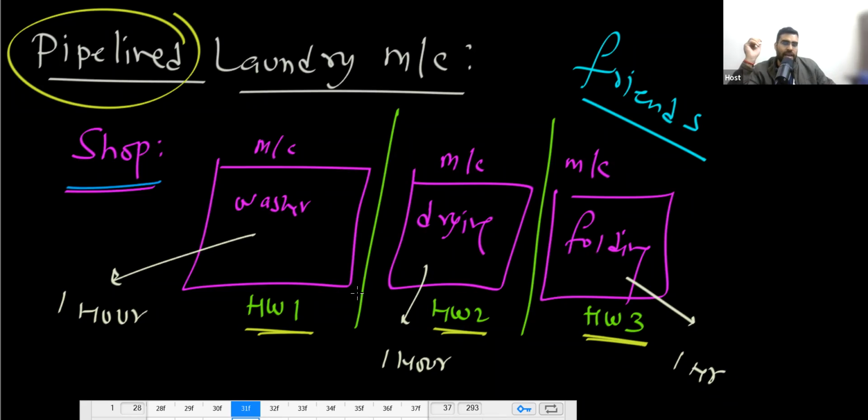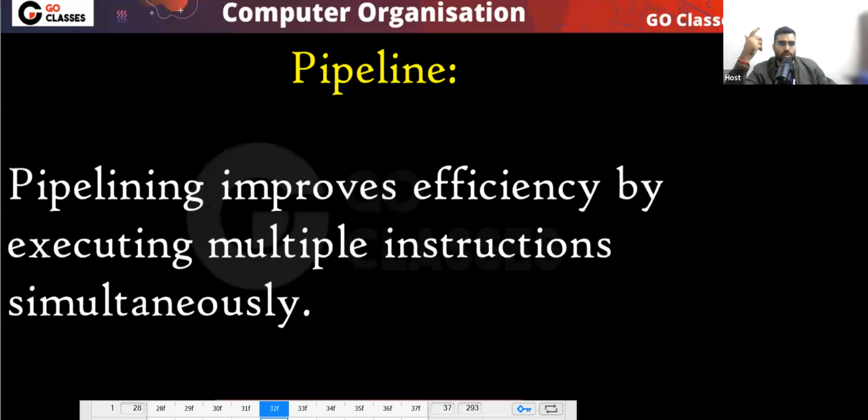For the pipeline, you are separating the hardware so that you can execute multiple instructions at the same time. When someone is drying, someone else is washing, and someone else is folding. So you can do multiple things at the same time. That is the reason we divide hardware. Now let's move on.